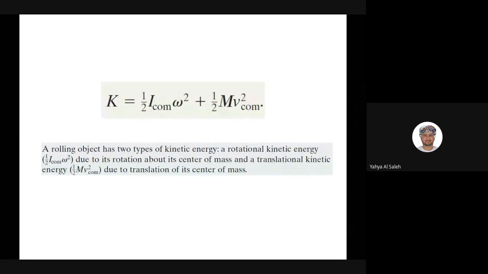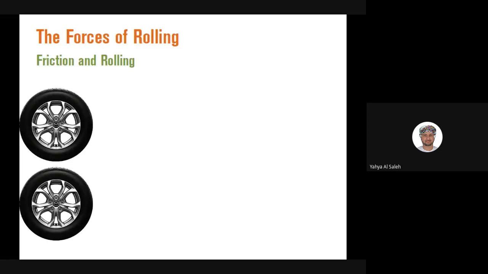So, in conclusion, a rolling object has two types of kinetic energy: rotational kinetic energy and translational kinetic energy. Rotational due to its rotation about its center of mass. Translation is due to the translation of the center of mass. That's kinetic energy. Let's look at the forces.